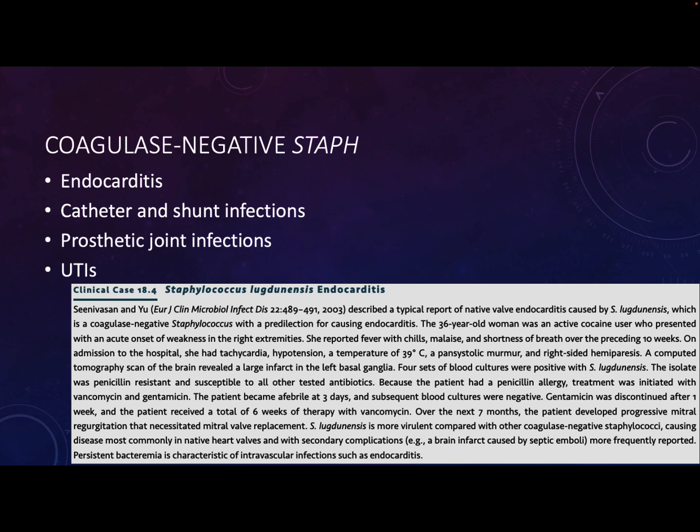This particular species is more virulent than other coagulase-negative staph, and it's more likely that you'll see it causing infection in what they call native heart valves. So it can cause an infection even if you haven't had a heart valve replacement before. It can just get in there and cause an infection in a standard healthy heart. Well, she's a cocaine user, I don't know how healthy she is. With the secondary complications, you can have brain issues caused by those pockets of infection that can travel through the body. Persistent bacteremia is characteristic of intravascular infections such as endocarditis.